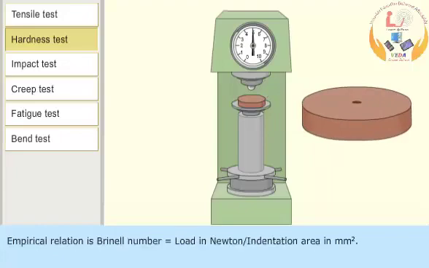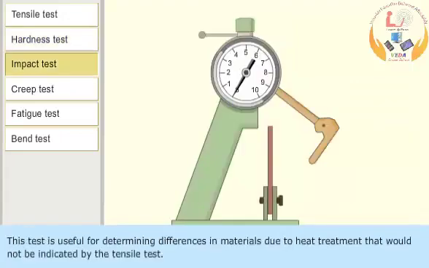In Brinell hardness test, Brinell number is given by the ratio of load and indentation area. The indentation area is measured by a microscope. Significance of hardness number is that it gives a measure of resistance to wear. This test is useful for determining differences in materials due to heat treatment that would not be indicated by the tensile test.